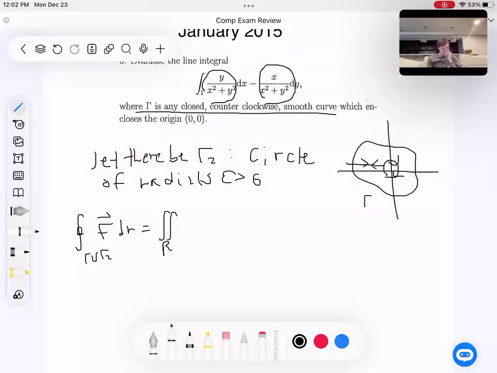So what is the partial derivative of negative x over x squared plus y squared with respect to x? Well, that's quite easy to solve. Let's keep this negative out, and then we can just use the quotient rule.